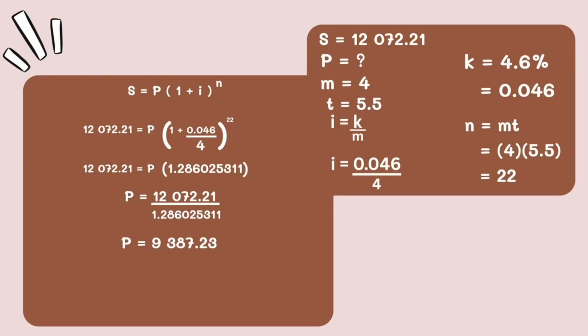As we insert, 12,072.21 equals P times (1 + 0.046/4) to the power of 22, and we will get 12,072.21 equals P times 1.286025311. P equals 12,072.21 divided by 1.286025311, and the final answer is RM9,387.23.